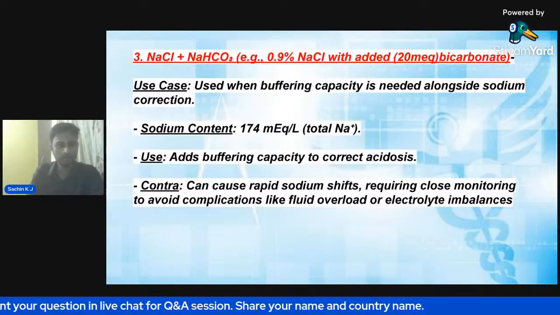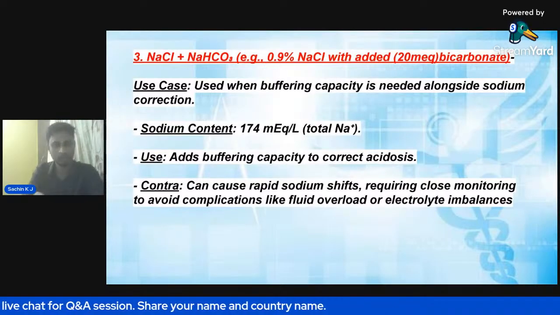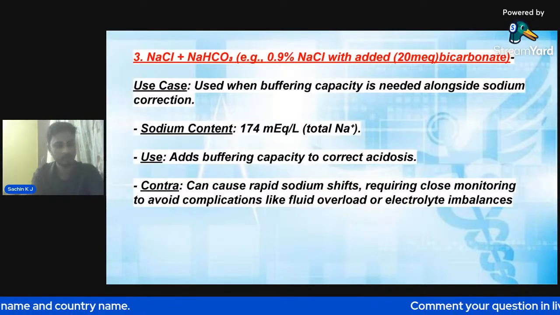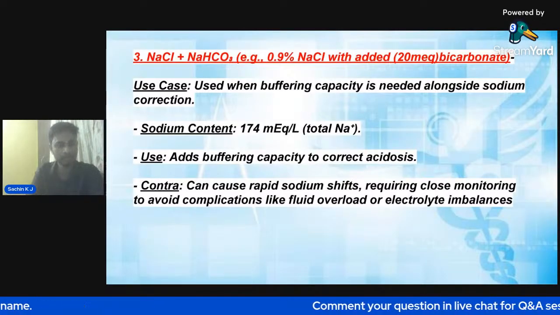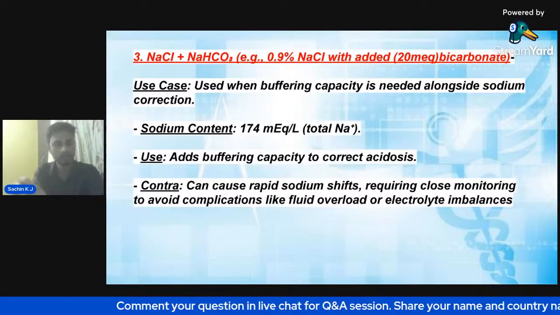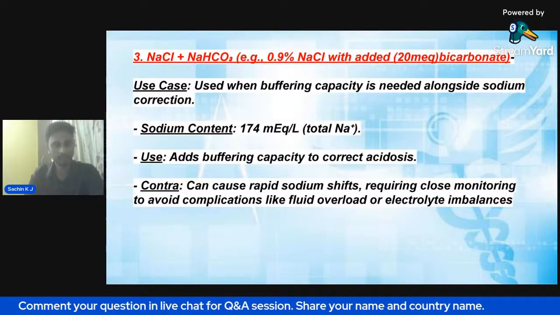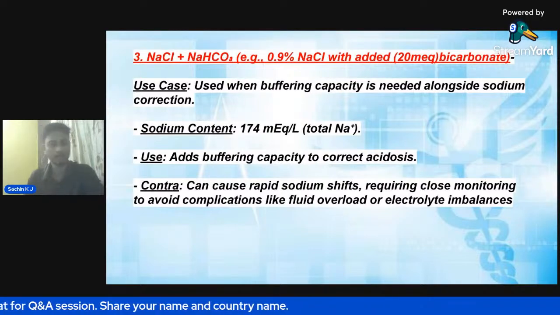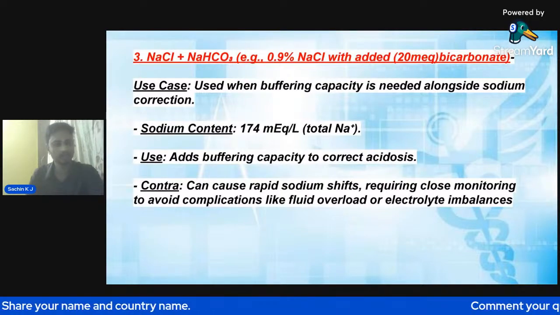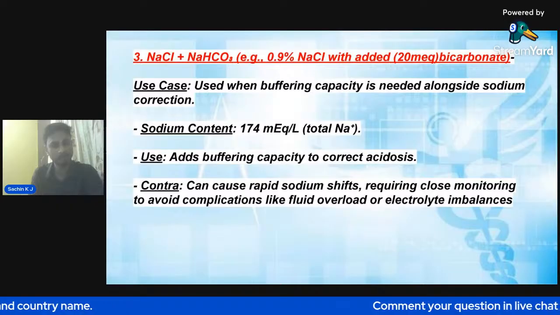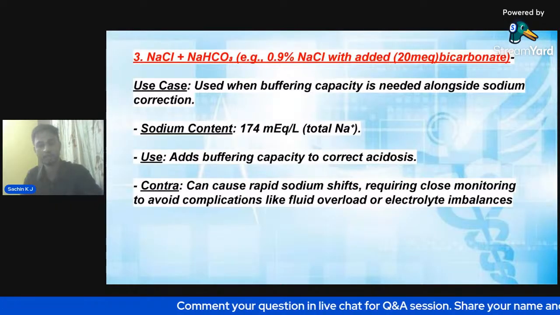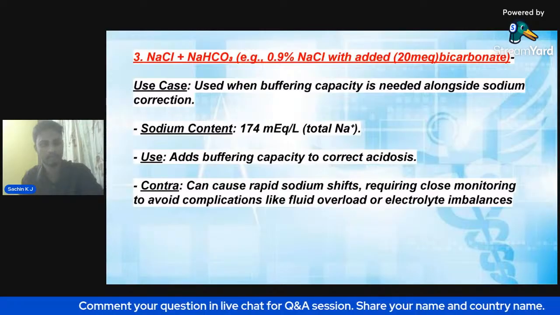Sodium content is 174. Sodium in 0.9% NS contains 154 milliequivalent per liter. We are adding 20 milliequivalent, it will become 174 milliequivalent per liter total sodium. This solution adds buffering capacity to correct acidosis. Contraindication: it can cause rapid sodium shifts requiring close monitoring to avoid complications like fluid overload or electrolyte imbalance. Next, sir.